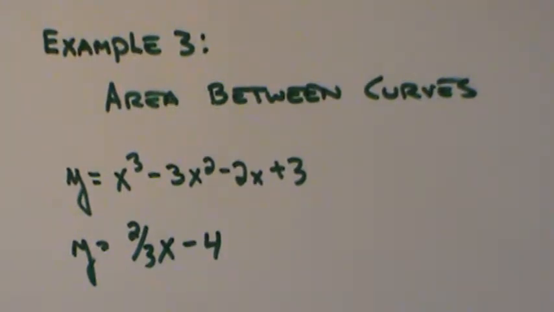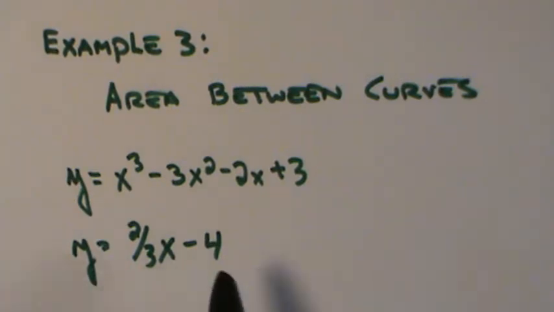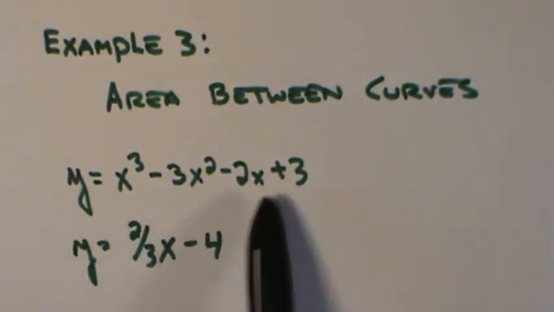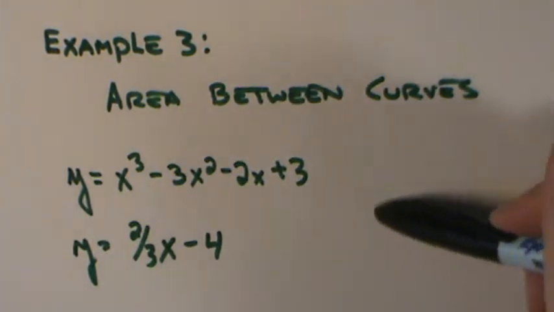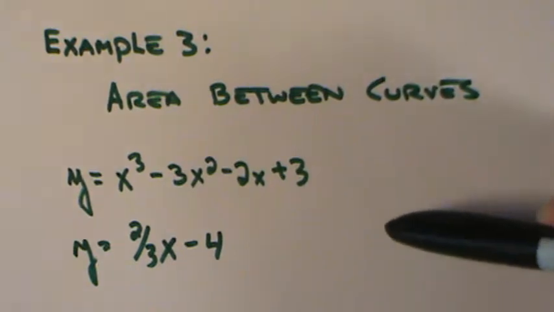Example 3 for area between curves. As we begin this problem, I look at my two functions, my two curves. As I see these curves, I notice that they're solved for y, which means everything's in terms of x. It almost guarantees that I will have a vertical slicing.